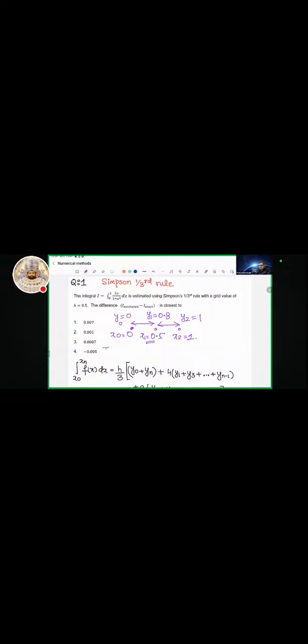So what is the formula for Simpson rule? Simpson rule says h by 3. What is h? h is 0.5, which means 1 by 2. So it is 1 by 6. Then I have to add the first term and the last term. First term is 0 and last is 1, so I have to add 0 plus 1.